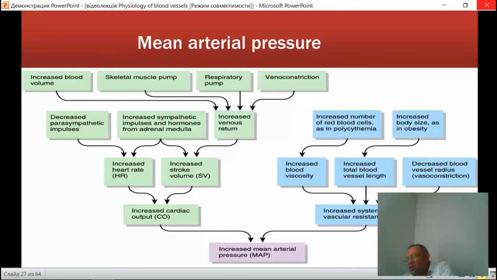Blue color boxes show changes of blood in the body. An increased number of erythrocytes, like polycythemia, and increased body size increase blood viscosity and total blood vessel length. Together with decreased blood vessel radius, they increase systemic vascular resistance. As a result, they increase mean arterial pressure.